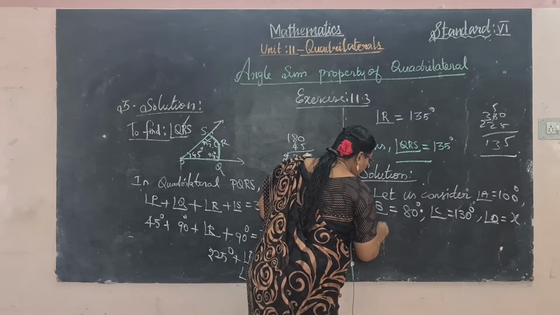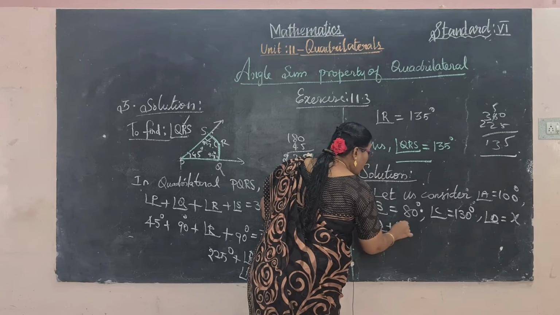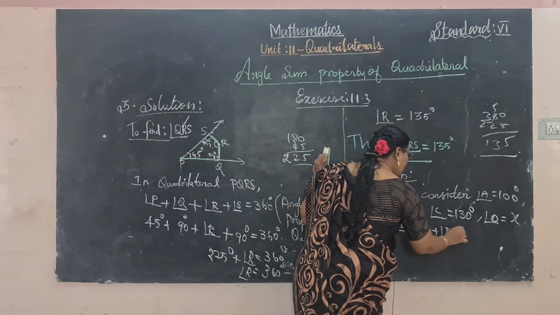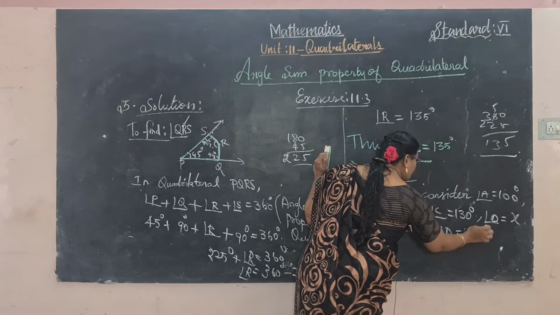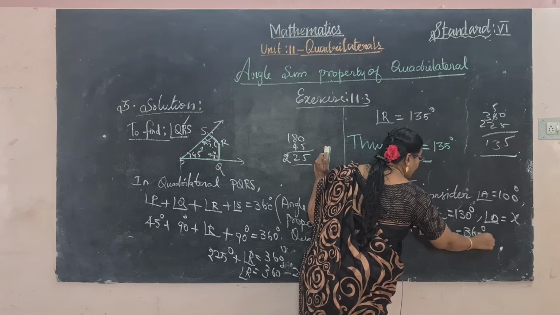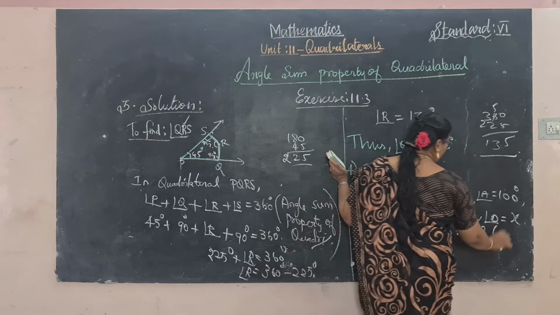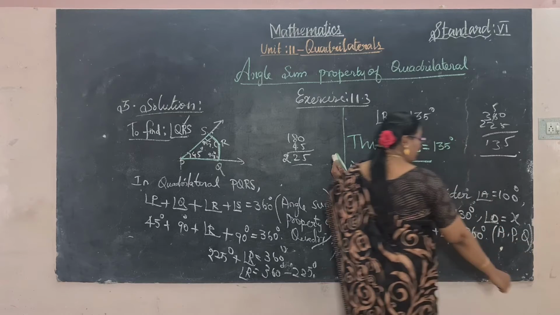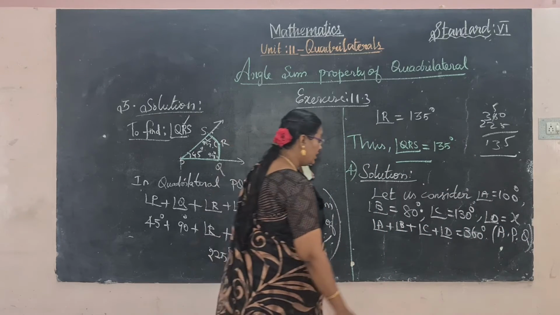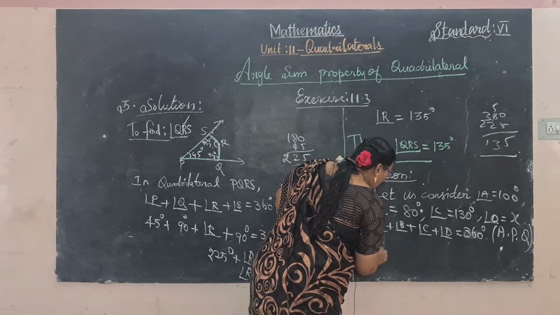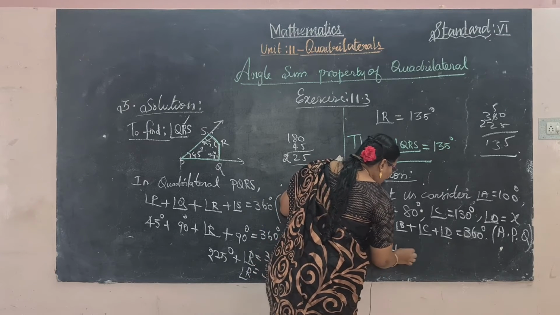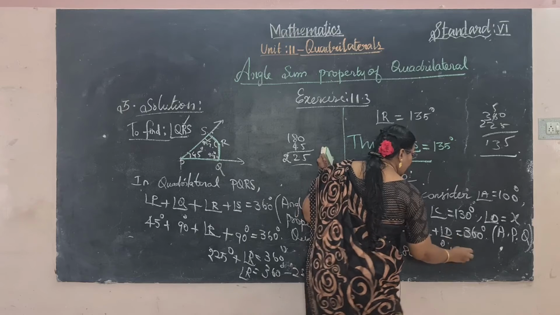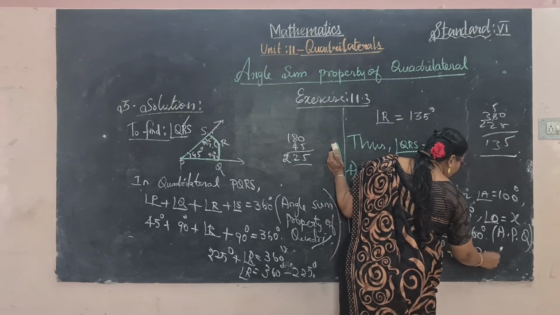Here also we apply the angle sum property of quadrilateral. What is that? The sum of four angles is 360 degree. So angle A value is 100 degree, angle B value is 80 degree, plus angle C is 130 degree, plus angle D is x, equal to 360 degree.